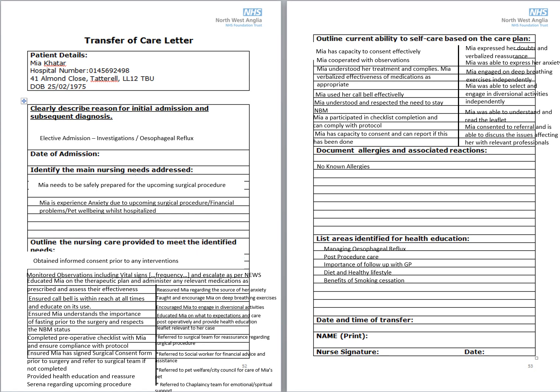And then we're going to think about health education. So specifically for this patient, we could be thinking of things like managing esophageal reflux at home, post-procedure care, importance of follow-up with GP, diet and healthy lifestyle, benefits of smoking cessation. But again, like I said, could be anything that is relevant for this specific person, even if it's related to their past medical history and not to the current problem.